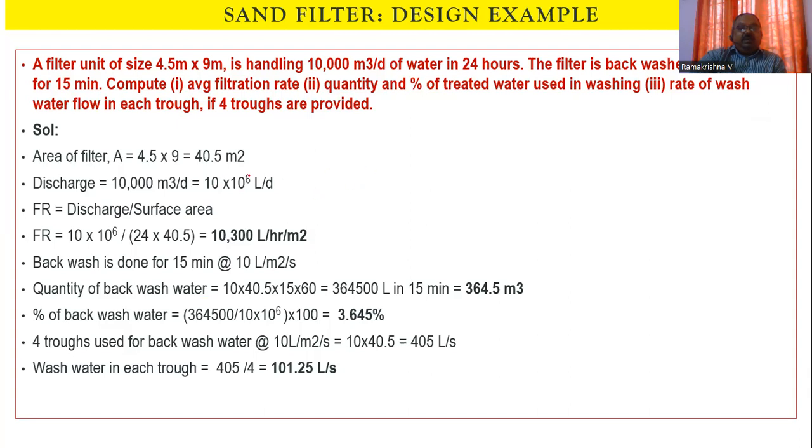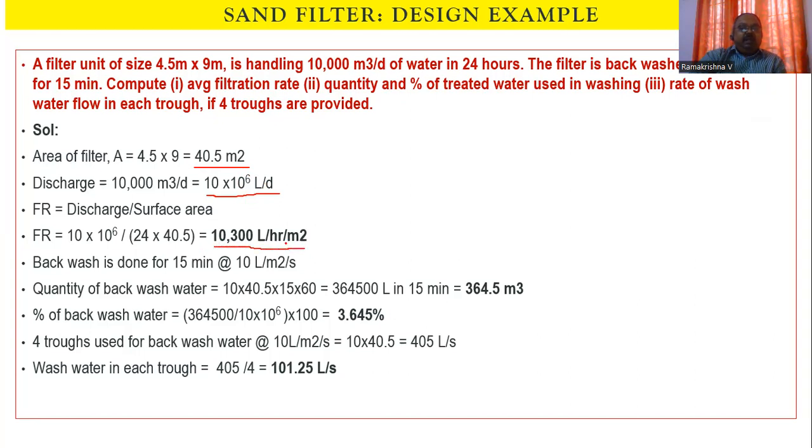First of all, we should always write the discharge. How much is this? 10,000 is nothing but 10 into 10 to the power of 6 liters per day. Our size of the bed is 4.5 into 9, so 40.5 meters square. Filtration rate is always discharge by surface area. This will give you liters per day per meter square. The convention is to have liters per hour per meter square, so divided by 24, how much did we get?